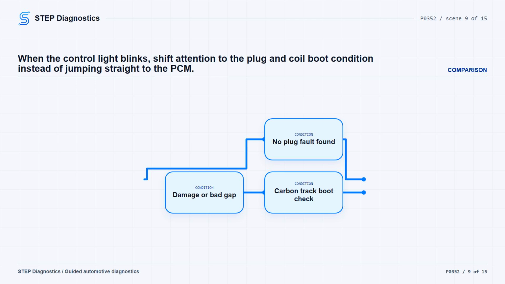If any of those conditions are present, replace the spark plug. If carbon tracking is found on the spark plug, inspect the ignition coil boot for damage and replace the boot if necessary. If none of those spark plug conditions are present, the diagnostic path calls for replacing the ignition coil and spark plug, then verifying the repair and confirming the code stays gone.